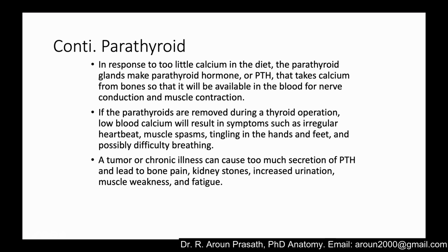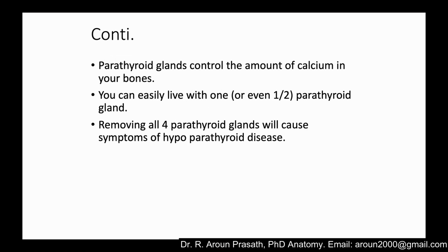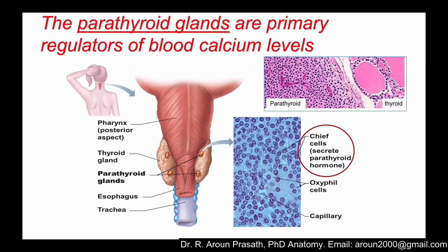So when the calcium level is decreased in the blood, the parathormone is released and goes to the bone and removes the calcium and brings it to the blood. When there is more calcium in the blood, then the calcitonin released by the thyroid gland will store this calcium in the bones. Okay, I will show you this. If you see this picture, you will be able to understand.